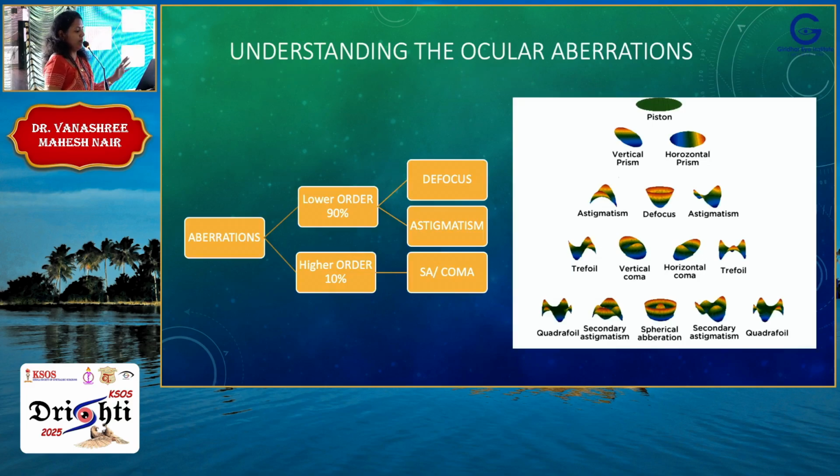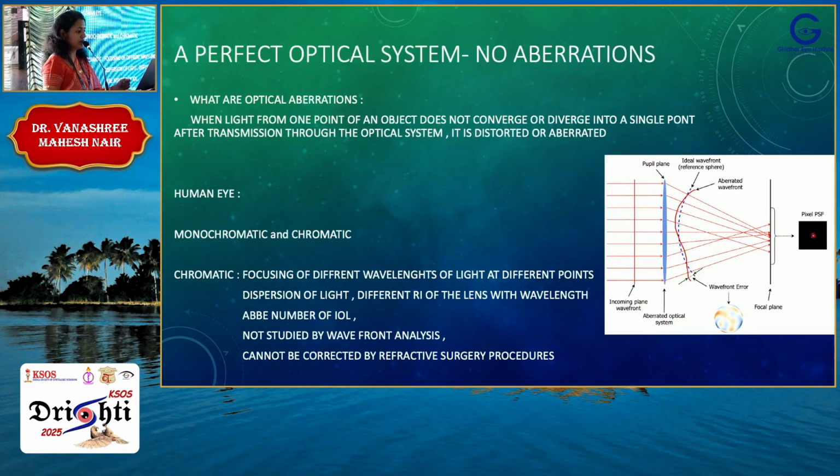So very basically, what are these aberrations in the first place? There are lower order aberrations, which make up 90%: defocus, that's your myopia and hyperopia, and astigmatism. And 10% are the higher order aberrations, which are spherical aberration and coma. These are practically relevant to the general population.